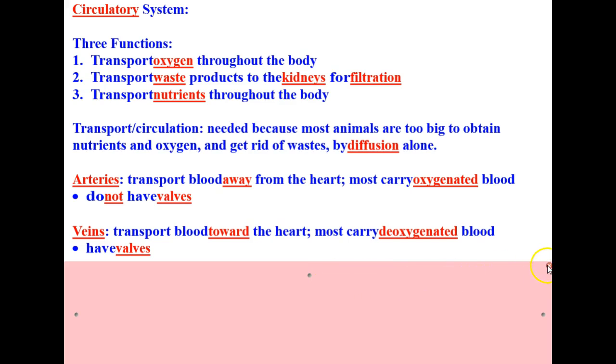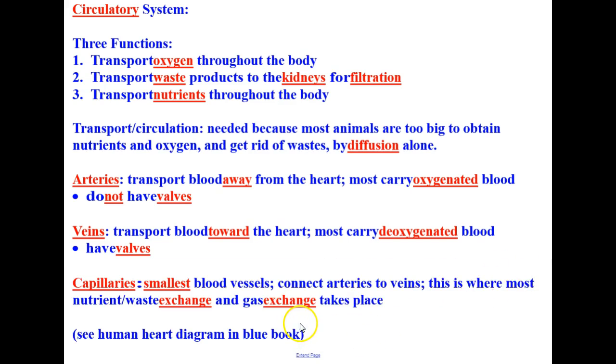And capillaries. Capillaries are the smallest blood vessels. They connect arteries to veins, and this is where most of the nutrient and waste exchange and gas exchange takes place. All right, next we're going to take a look at the human heart diagram in your blue workbook.